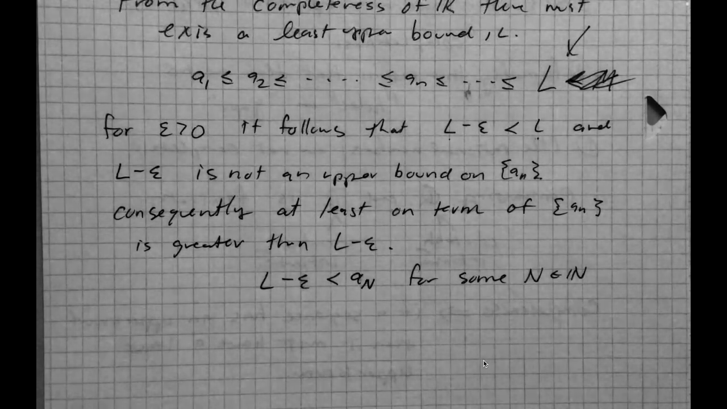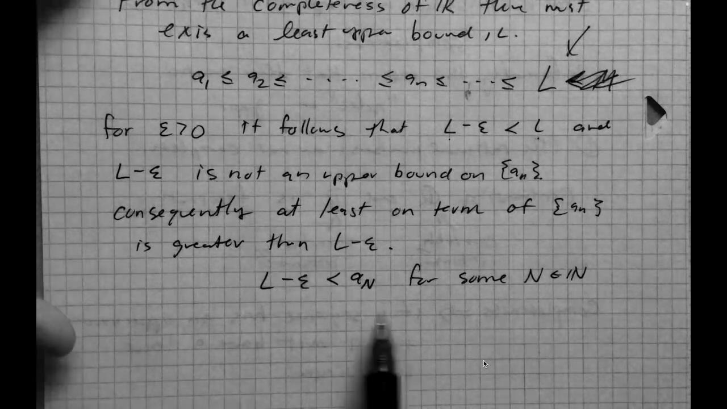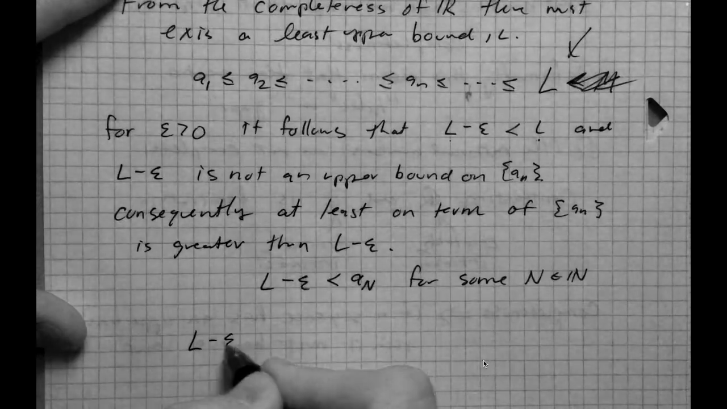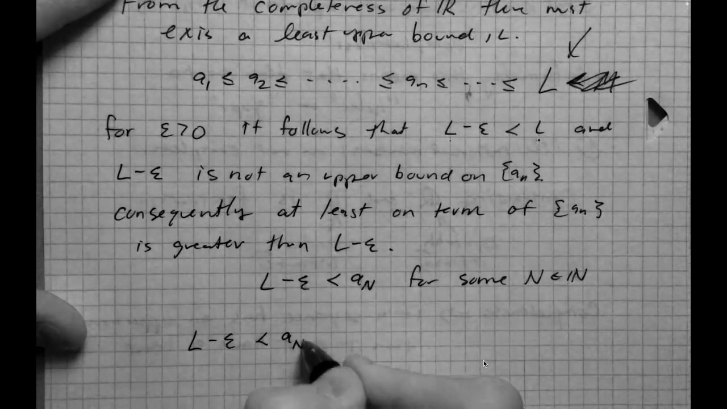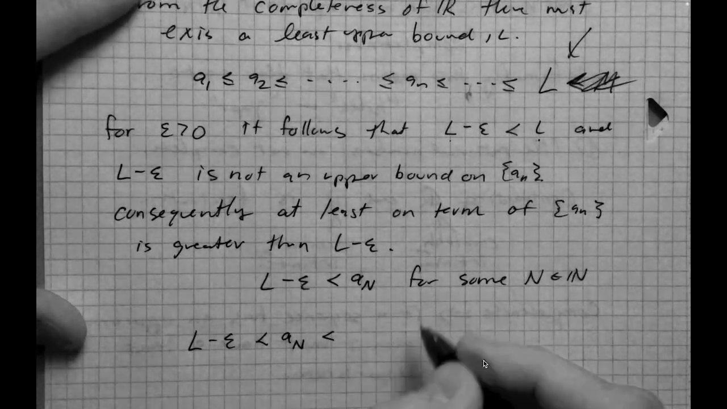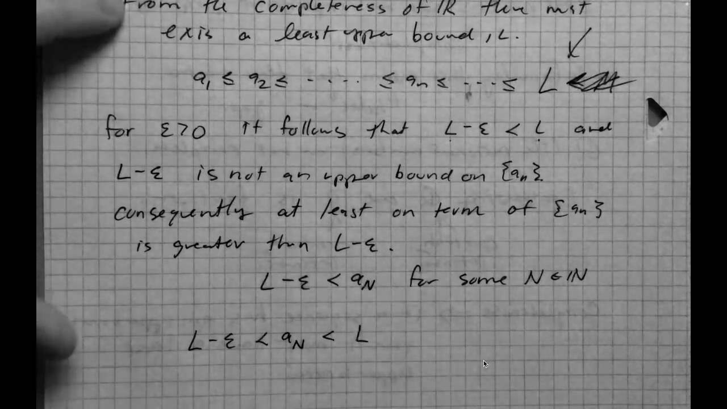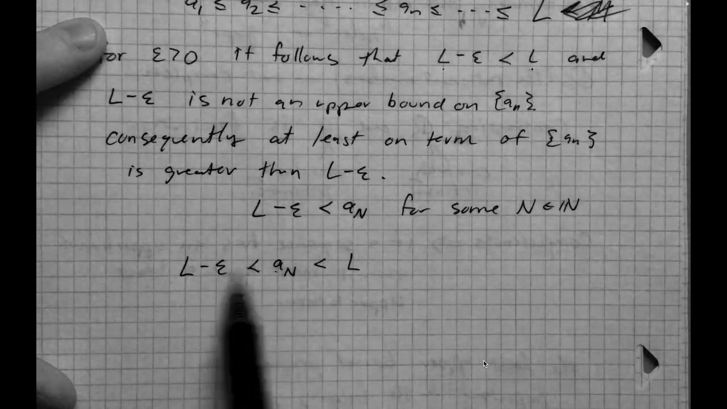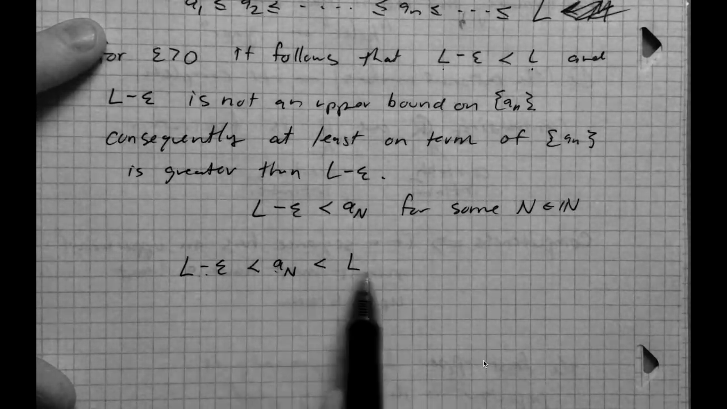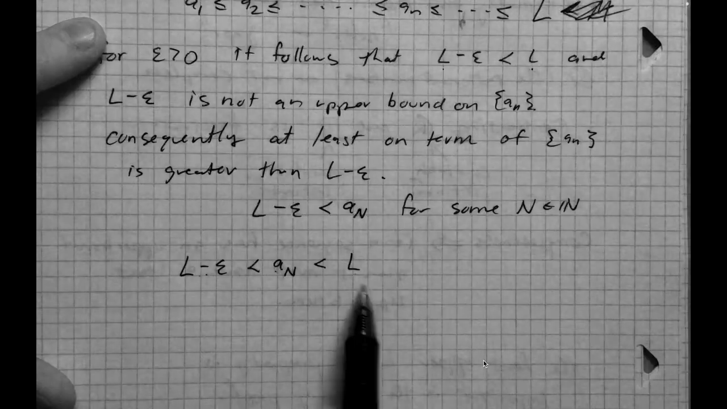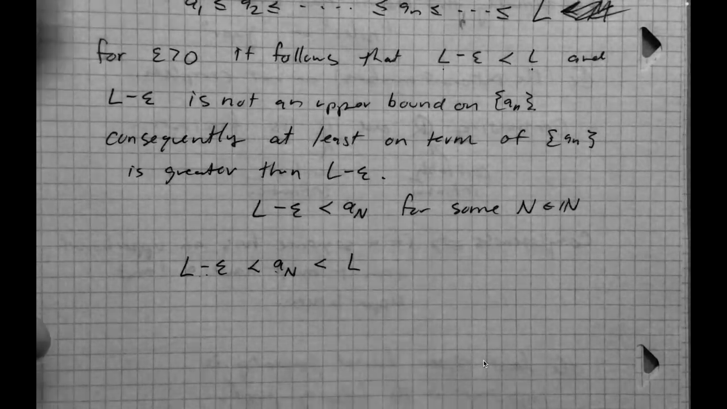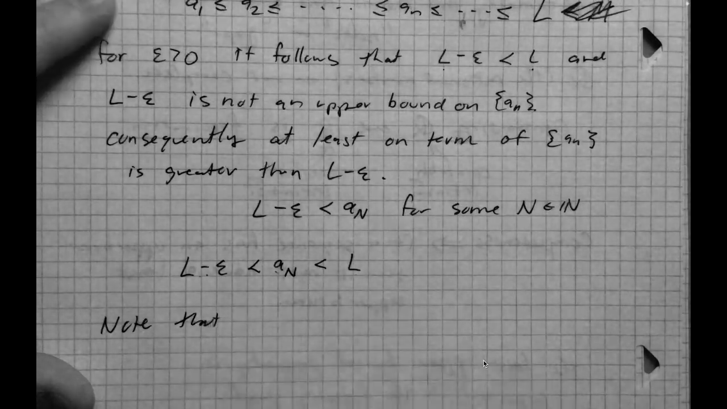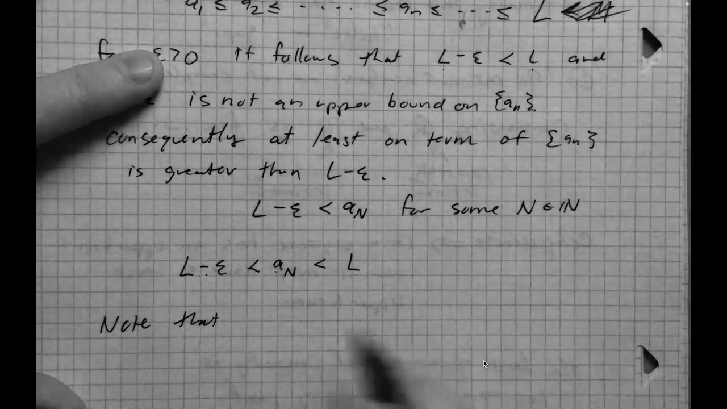Okay. All right. So that's good. So we basically have the situation now where L minus epsilon is less than A_N, which is less than L. So some term in the sequence is between L minus epsilon and L. That's kind of logically what we've set up so far. Now, notice this. Note that A_n is monotone increasing.